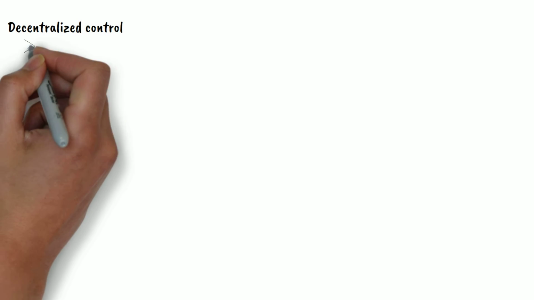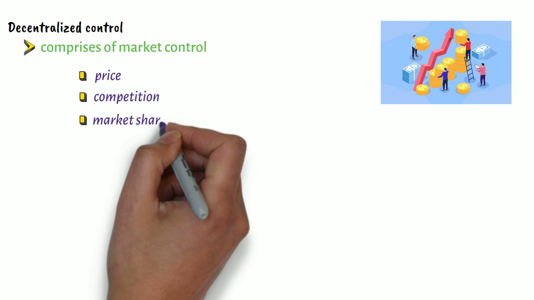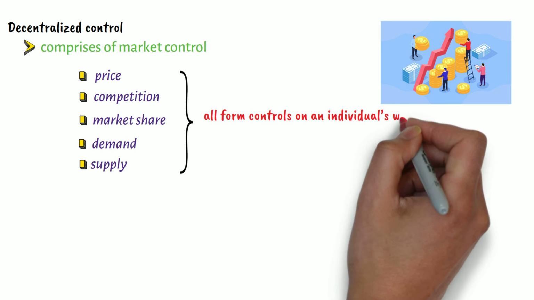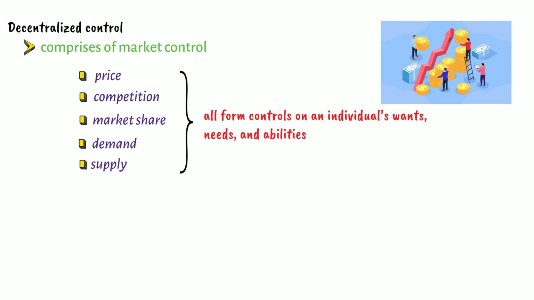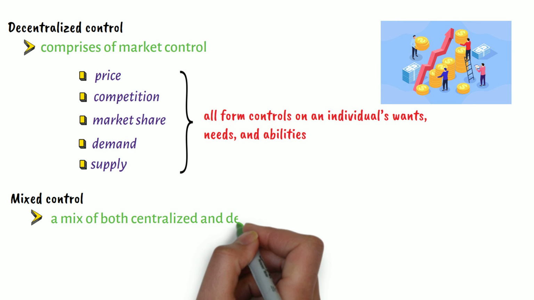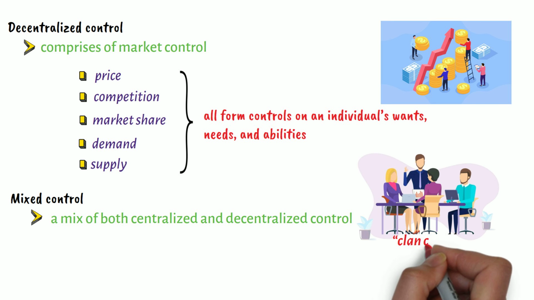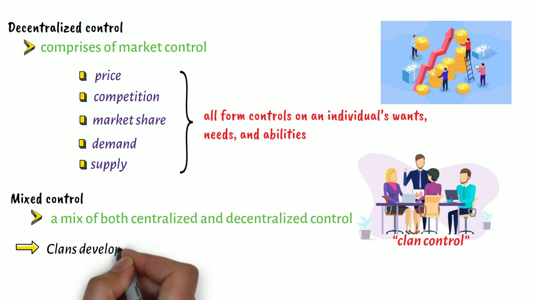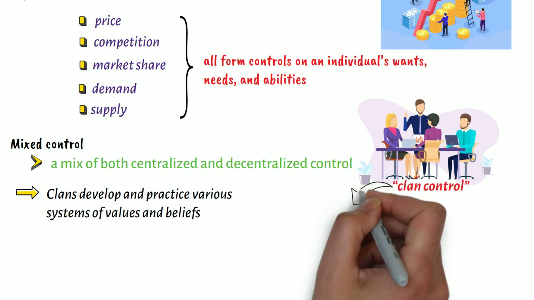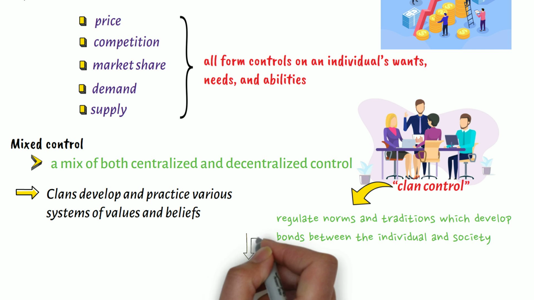Decentralized control comprises market control. Thus, price, competition, market share, demand and supply, etc., all form controls on an individual's wants, needs, and abilities. Mixed control, as the name suggests, is a mix of both centralized and decentralized control. An example of mixed control is clan control. Clans develop and practice various systems of values and beliefs. They regulate norms and traditions which develop bonds between the individual and society, which, in turn, reduce and control deviance.